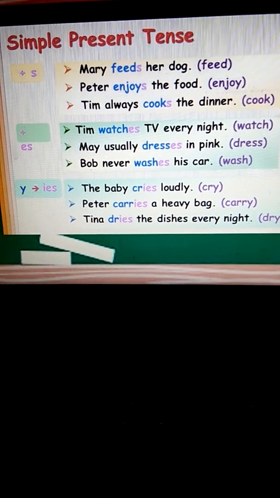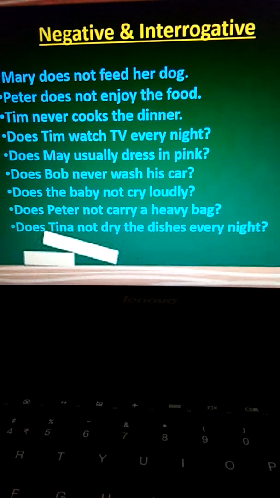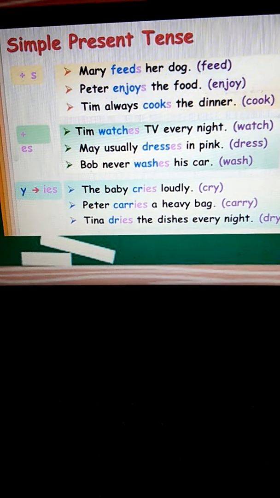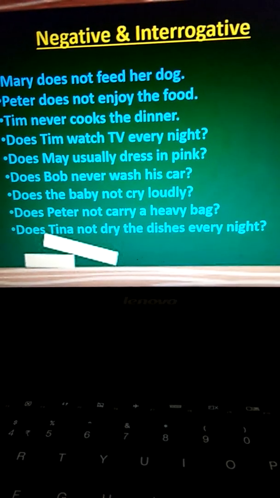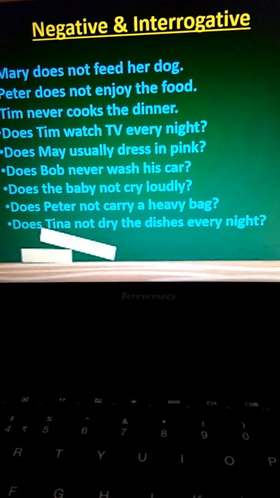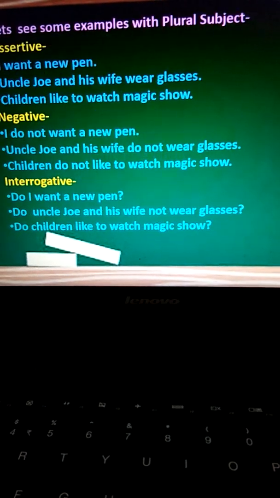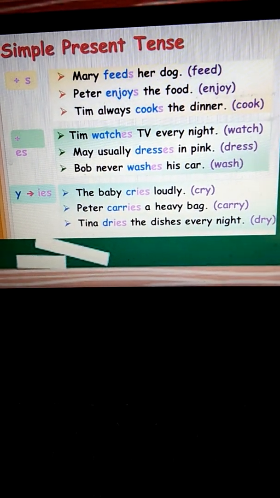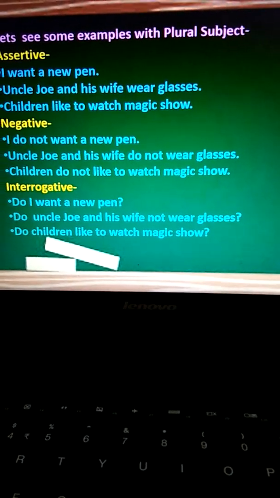Tim always cooks the dinner. Tim never cooks the dinner. Does Tim cook the dinner? Okay. Tim watches TV every night. Tim does not watch TV every night. Or Tim never watches TV. Then, does Tim watch TV every night? So in this way, you will have to change the assertive sentences into negative or interrogative. Okay.